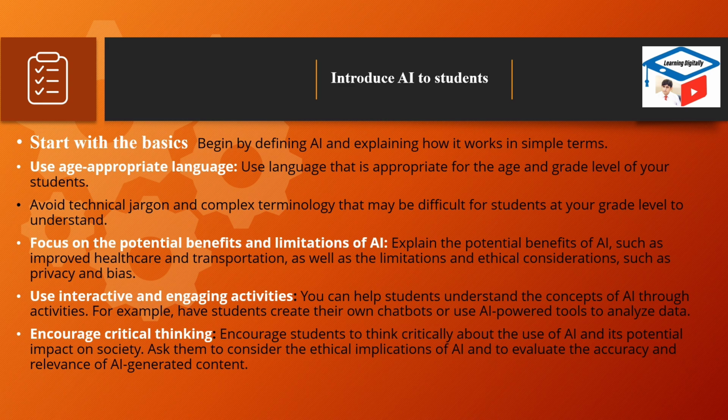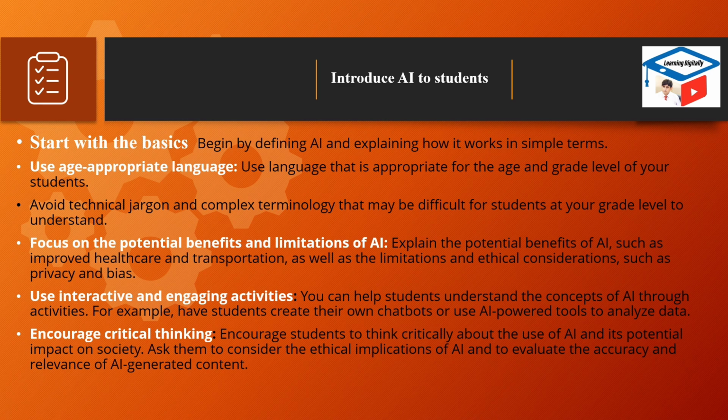Begin by defining AI and explaining how it works in simple terms. Use examples that are relevant to students' lives, such as voice assistants or recommendation algorithms on social media. Number two, use age appropriate language. Use language that is appropriate for the age and grade level of your students. Avoid technical jargon and complex terminology that may be difficult for students at your grade level to understand.